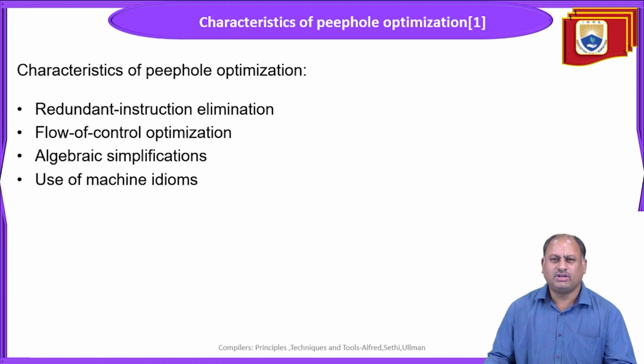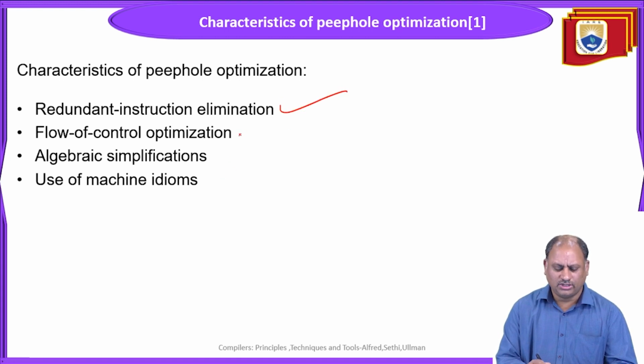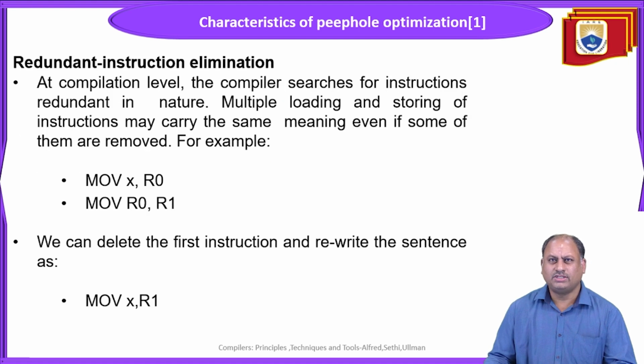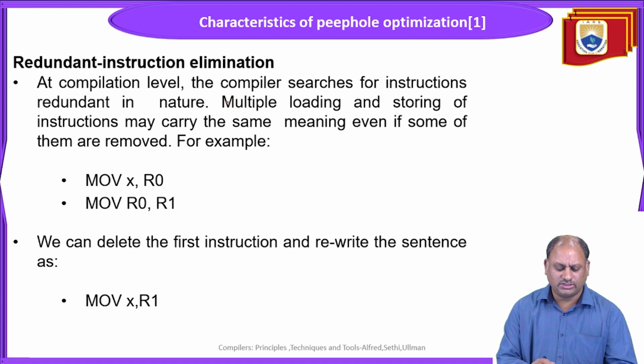There are several characteristics of peephole optimization: redundant instruction elimination, flow of control optimization, algebraic simplification, and use of machine idioms. We are going to see each in detail, one by one. The first one is redundant instruction elimination.